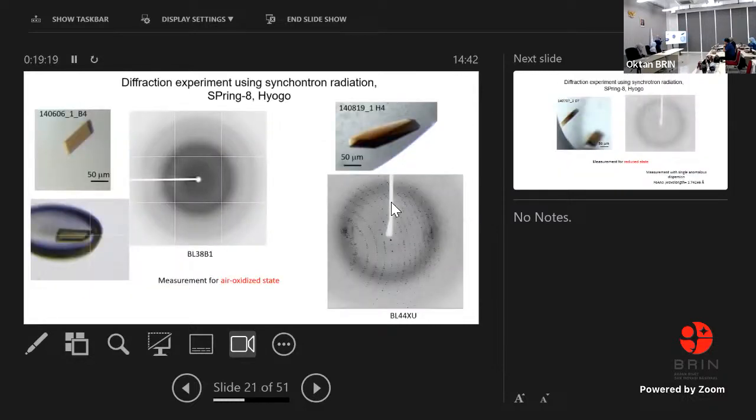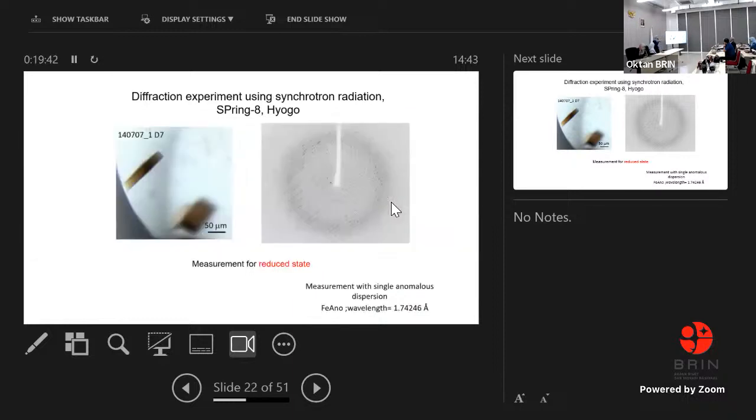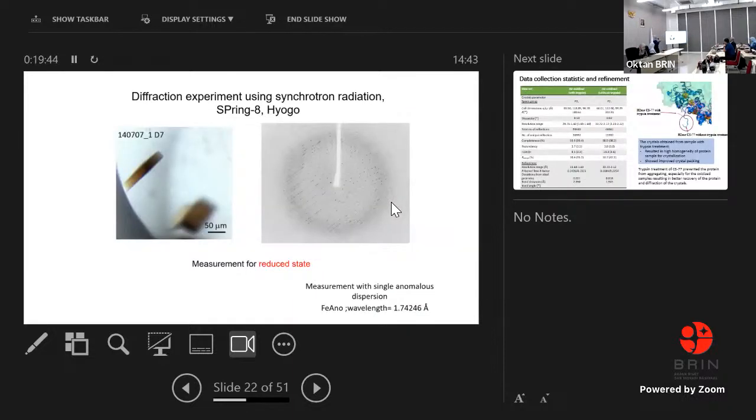So this is the crystal that we diffracted, the crystals that we finally crystallized from the samples with trypsin treatment. Okay, so this is a measurement for the air oxidized state. The next one is for the reduced state. So all the crystals that we used for the diffraction are from samples treated with trypsin.